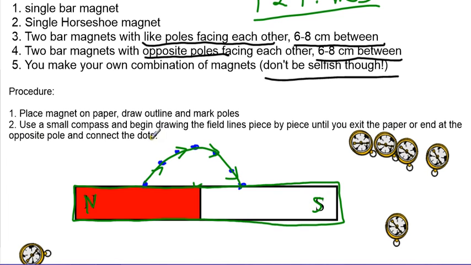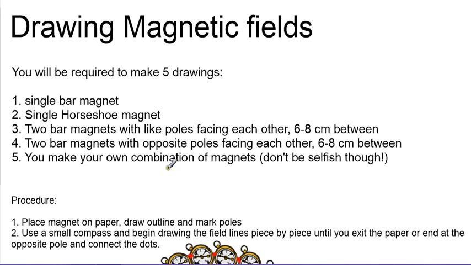So once you do that, you connect the dots, you have your arrows, and hopefully after a set of 12 lines, you'll have a good idea of what the magnetic field around each of these setups looks like. And I'm hoping that you make an interesting combination so you can see what the magnetic field looks like around it.